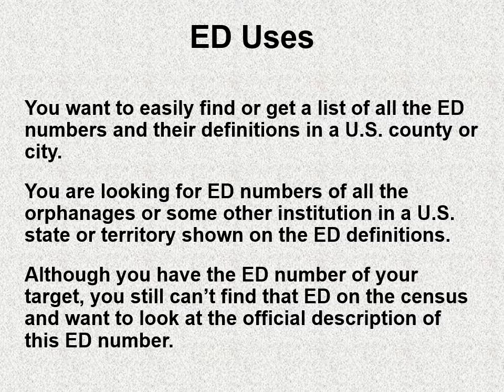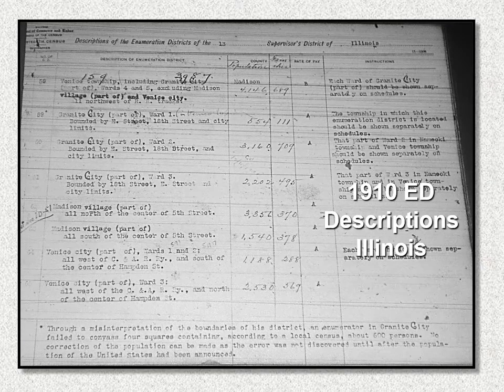And then finally, in this section, although you have the ED number of your target, you still can't find that ED on the census schedules themselves, and want to look at the official description of this ED number. Now, these are earlier mistakes. I don't think I've seen one for 1940 and 1950, but it illustrates what I mean.